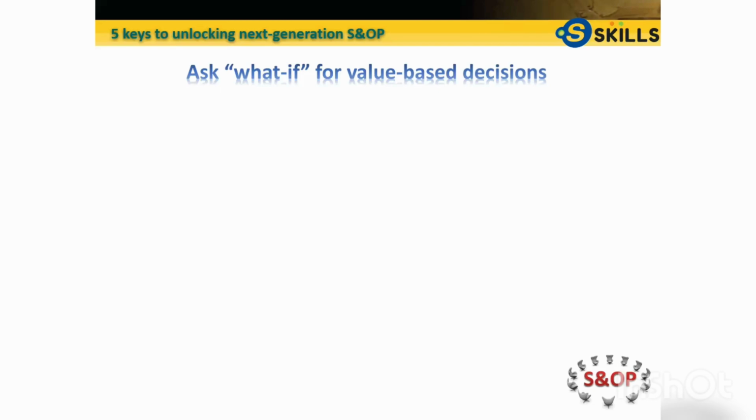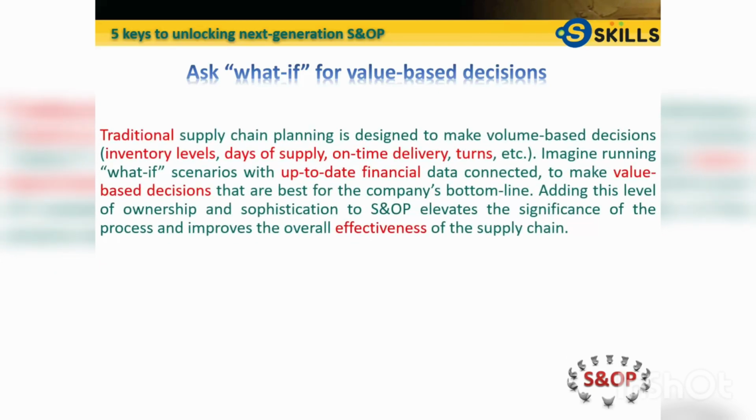Ask what-if for value-based decisions. Traditional supply chain planning is designed to make volume-based decisions: inventory levels, days of supply, on-time delivery, turns, etc. Imagine running what-if scenarios with up-to-date financial data connected to make value-based decisions that are best for the company's bottom line. Adding this level of ownership and sophistication to S&OP elevates the significance of the process and improves the overall effectiveness of the supply chain.